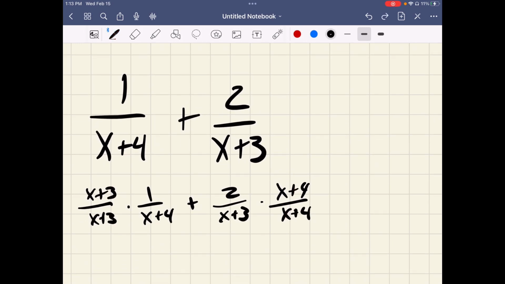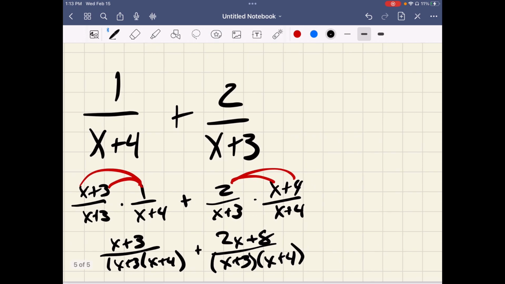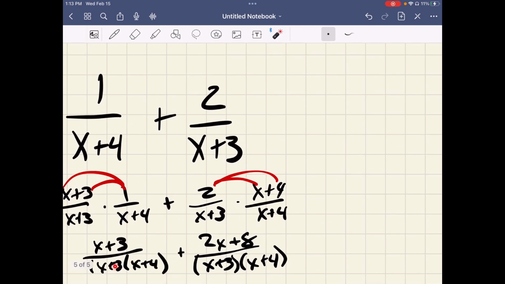So now what we've got here is x plus 3 on the top, and x plus 3 times x plus 4 on the bottom, plus, and if I distribute the 1, it just ends up being x plus 3. Here I distribute the 2, which gives me 2x plus 8 over x plus 3, x plus 4. And now I have a common denominator on the bottom for both of those.